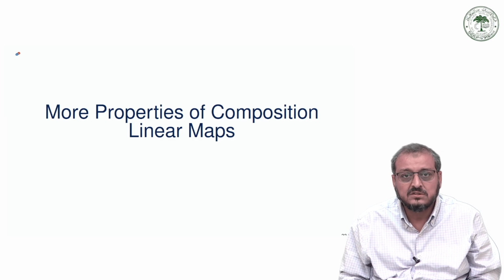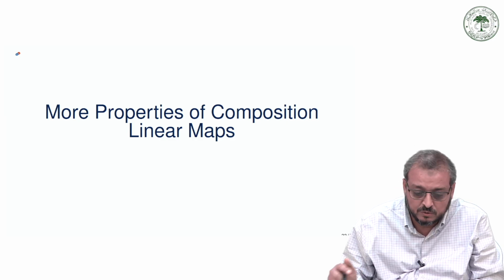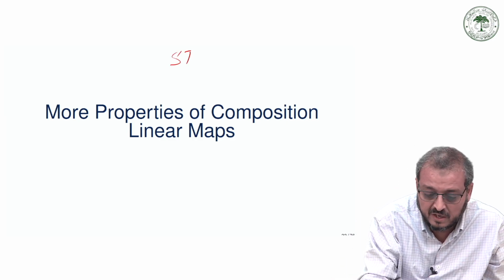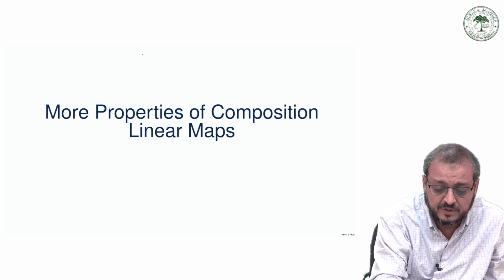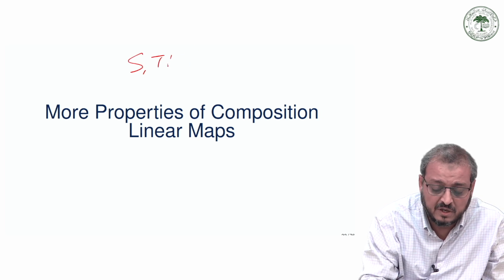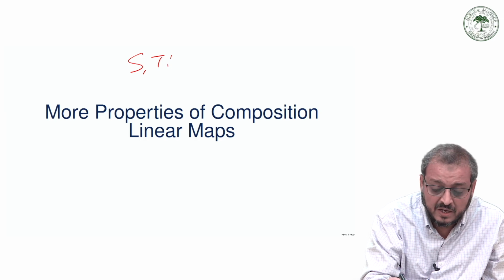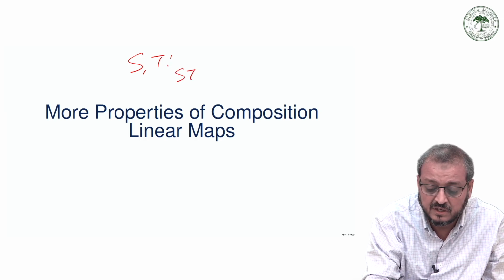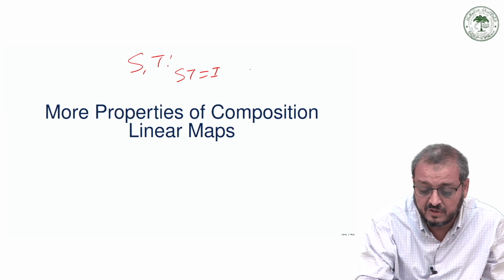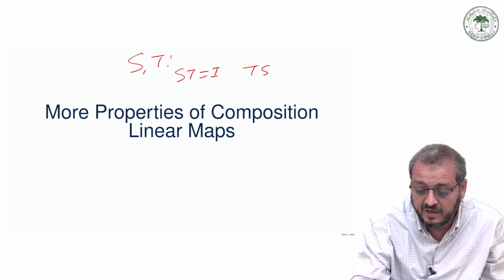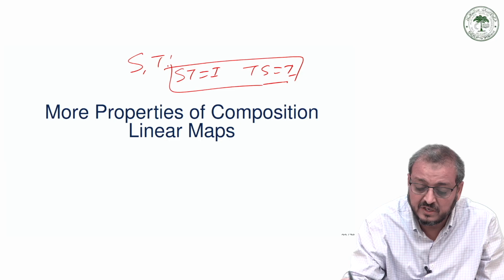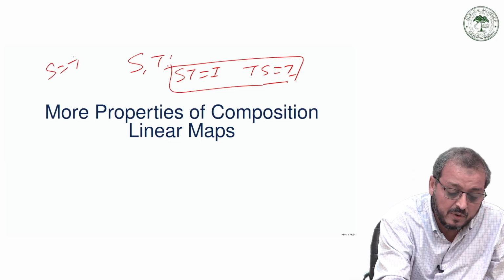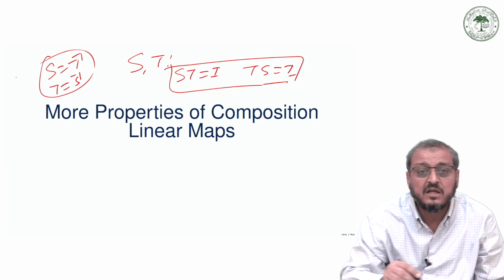In the last class, we discussed that S and T are two linear transformations. Then we showed that ST is equal to the identity, and TS is also the identity. We also showed that S is equal to T inverse, and T is equal to S inverse.